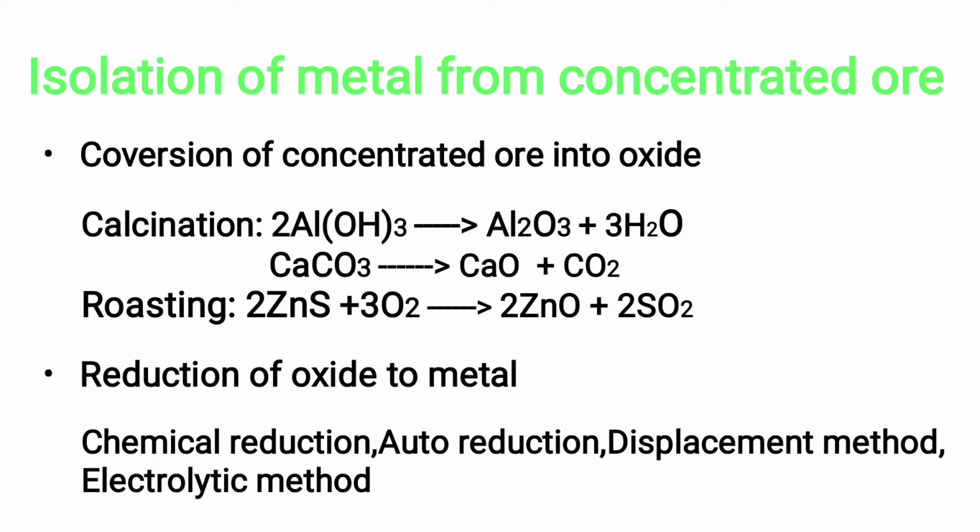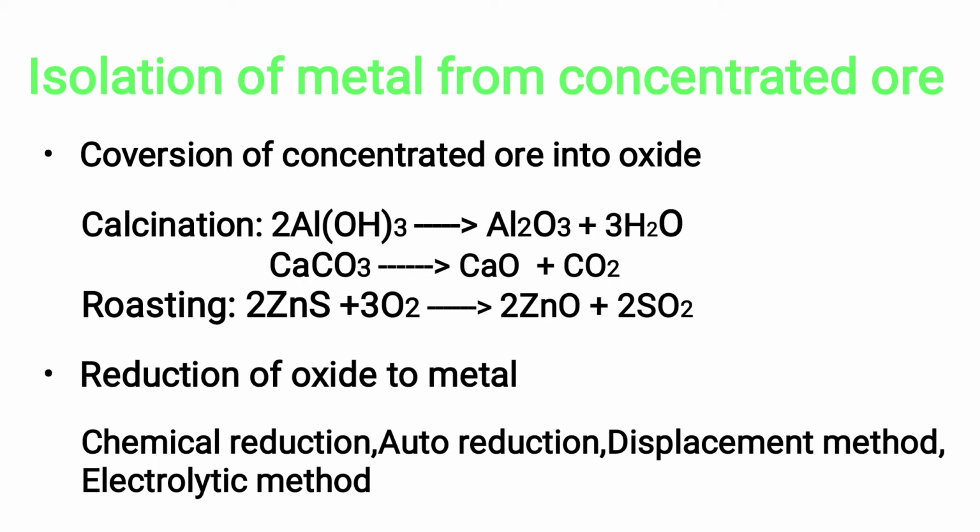An example is that aluminium hydroxide can be converted into aluminium oxide by calcination, and also calcium carbonate can be converted into calcium oxide. Roasting is used for sulfides. It involves heating with a regular supply of air below the melting point of the metal. An example is the conversion of zinc sulfide into zinc oxide.